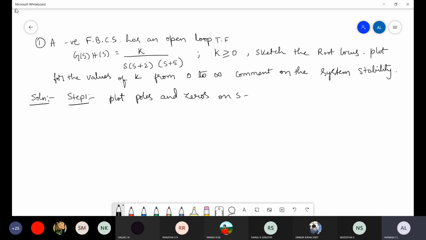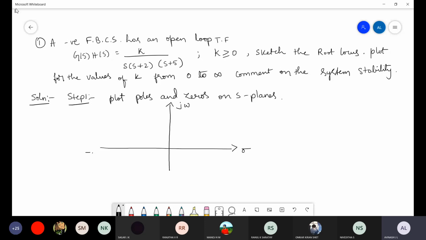On the S-plane, plot poles and zeros on the S-plane. That's the first step. When we are plotting the poles and zeros on the S-plane, we will draw the S-plane first. The x-axis is sigma and the y-axis is j omega.